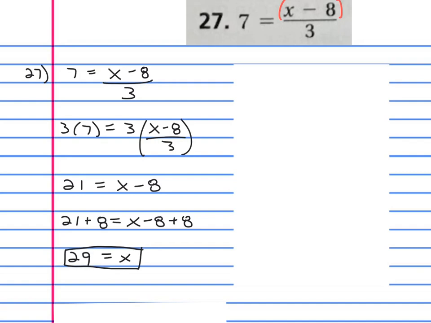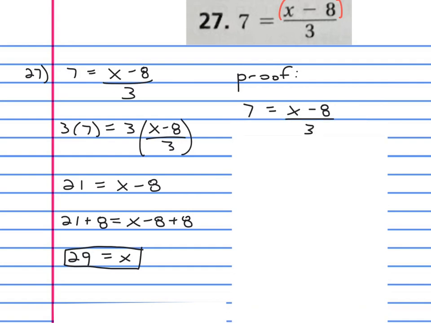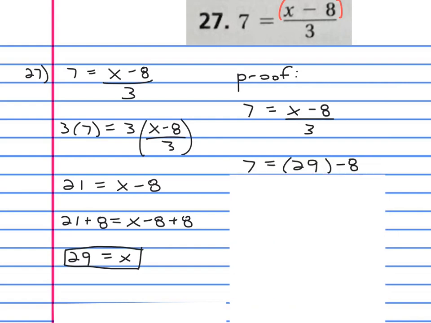And let's see for the proof if it works. Okay, we write proof, and then we write the original equation unchanged. 7 equals (x minus 8) over 3, and then we rewrite it with parentheses where the x was and fill in that parentheses with the value that we predict for x, or that we found for x. Okay. Now we're just following order of operations.